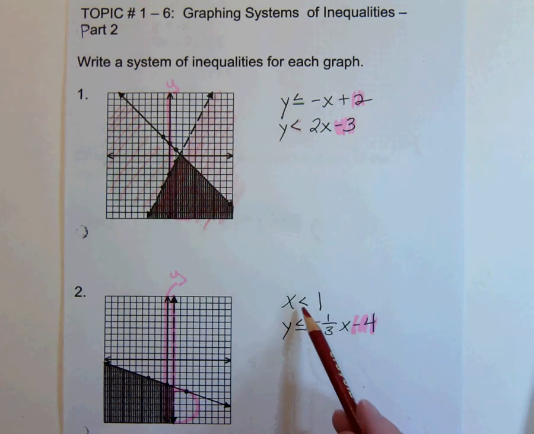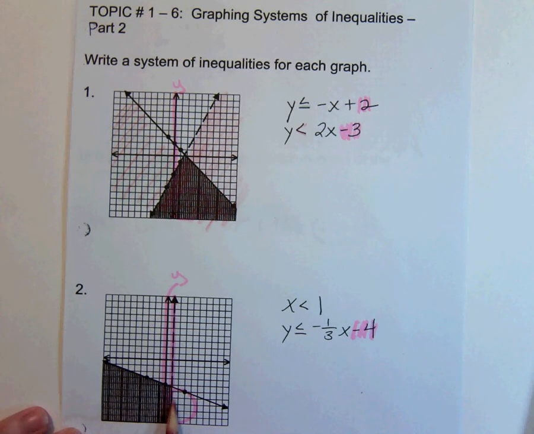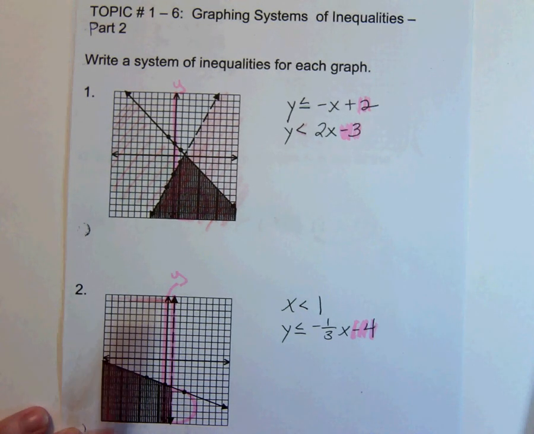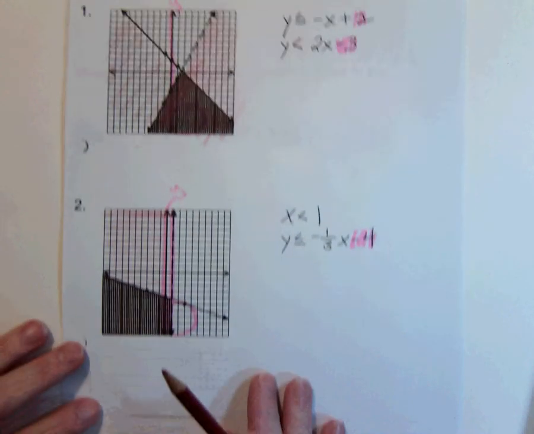Always make your system inequality even darker here. Okay, on this one, x is less than 1, so that's going to be shaded. Just pretend that pink line's not on this one. That's going to be shaded everything to the left because it's less than. Oops, let me bring that up.